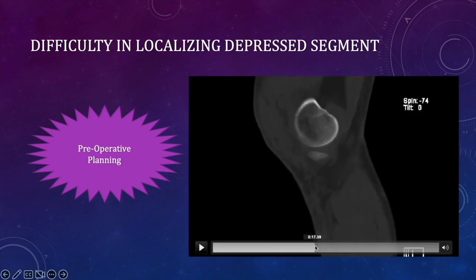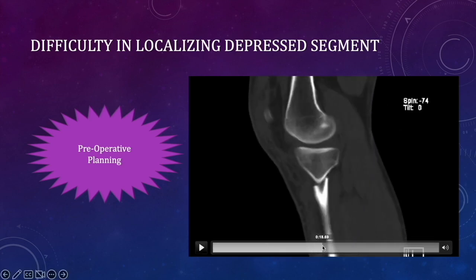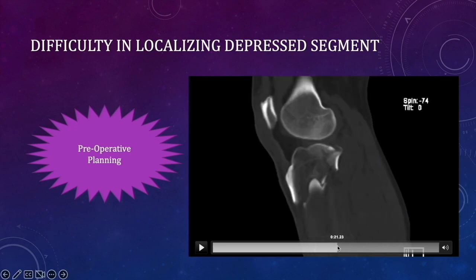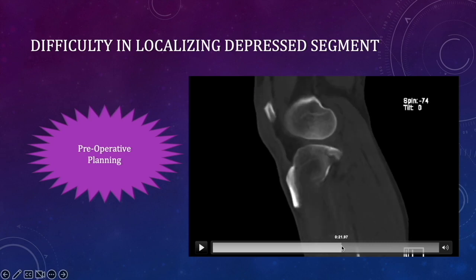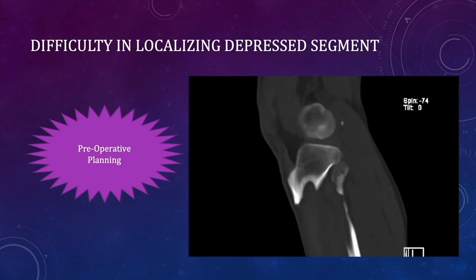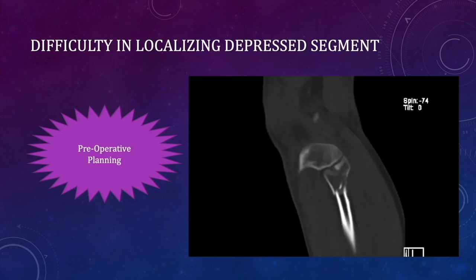And in the sagittal cut, you see this is the medial condyle. It is fractured, but there is no depression. Now comes the tibial spine part. Then the lateral condyle. Again, you see there is no depression, while there is a fracture in the posterolateral column. Then comes the fibula. So there is no depression.